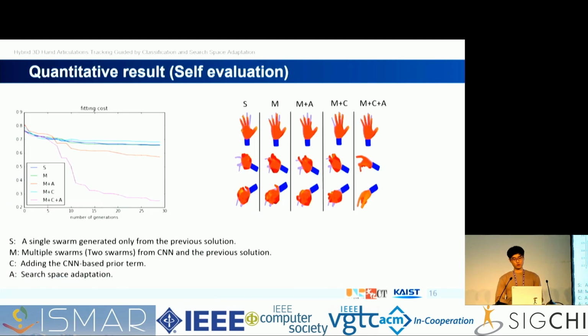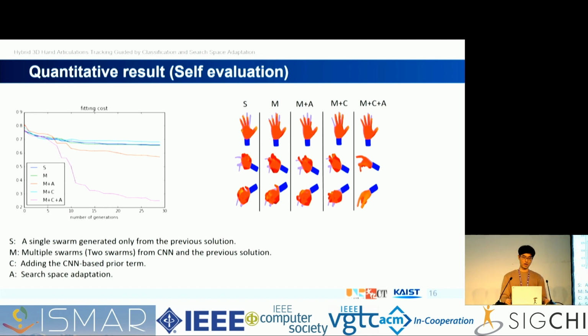We had a self-evaluation for quantitative result. There are some strategies we tested. First, the strategy S represents a single swarm. The particles are generated only from the previous solution and then updated in the fixed search space.